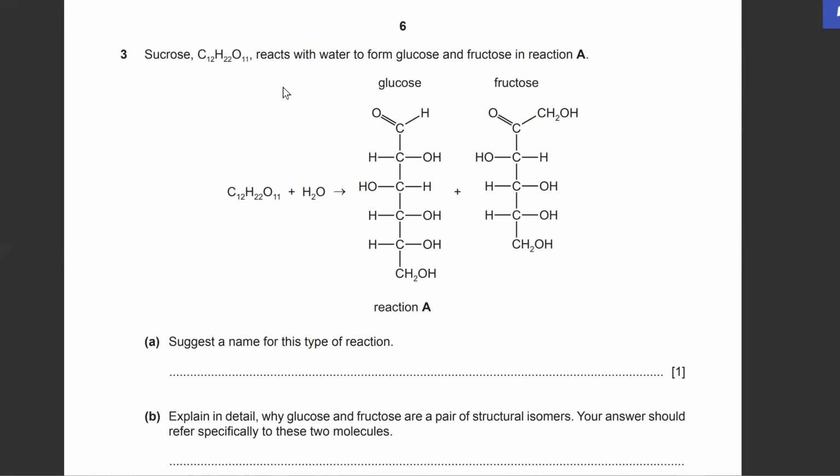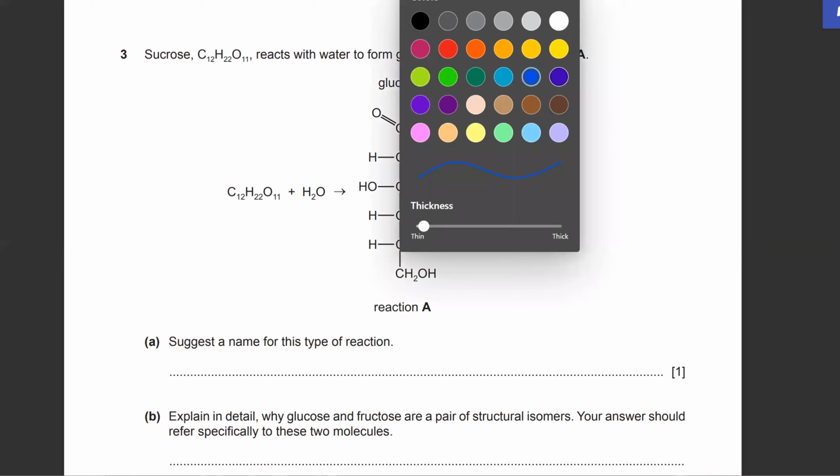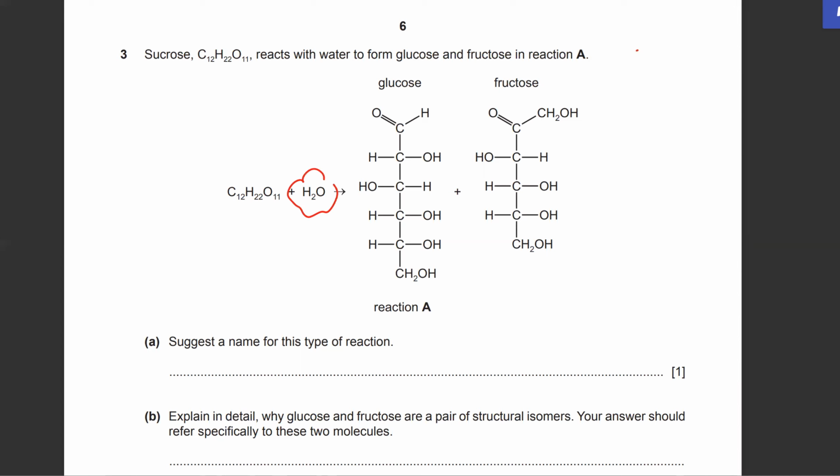He's saying sucrose reacts with water to form glucose and fructose in reaction A. What you can see over here is that water is being added, and when water is being added, the molecule breaks down into two pieces. So that is hydrolysis. Remember, whenever water is added and the molecule splits up, that's hydrolysis.